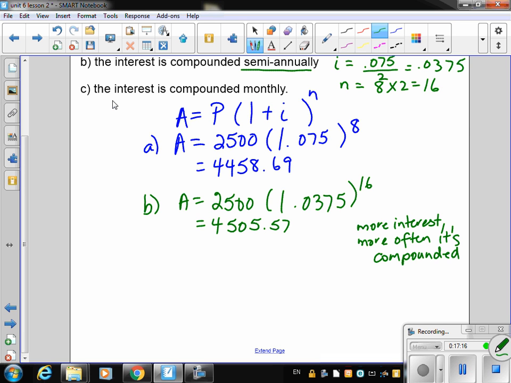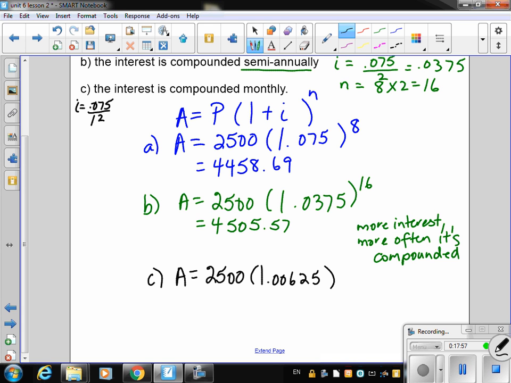Last is C. If the interest is compounded monthly, so let's see if this is true. Maybe I lied to you. $2,500. Our rate is going to change, and our number of compounds is going to change because we're doing it more often. So our interest rate would be 7.5%, I just wrote it as a decimal, but divided by 12. Okay, 1 decimal, decimal 0.075 divided by 12. I bet you it's going to be ugly. Oh, not too bad. Decimal 0.00625. I did no rounding. I wrote the whole thing.